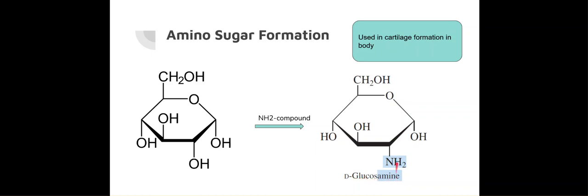And glucosamines are used in our body in the formation of cartilage. So cartilage is like in your ears, it's in your knees, it's in your joints, places like that. Glucosamine is a component of that cartilage in your body. And that's called an amino sugar because the sugar has an amine group in here.